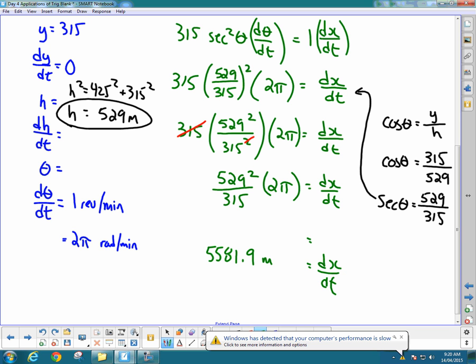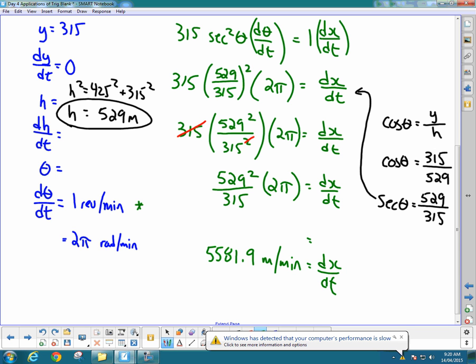5,581.9 meters per minute. That's how fast the beam of light is scanning across the shoreline. This one's in meters per minute only because the question gave me revolutions per minute. So I had rads per minute. And the last one I was in seconds, so it was in seconds.